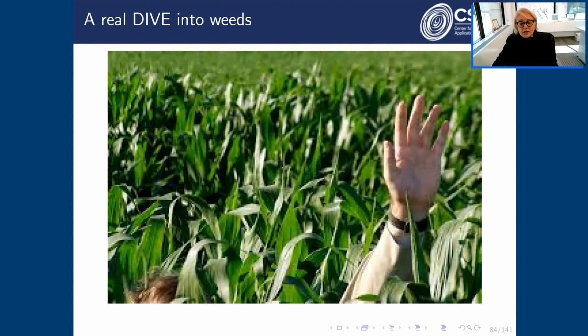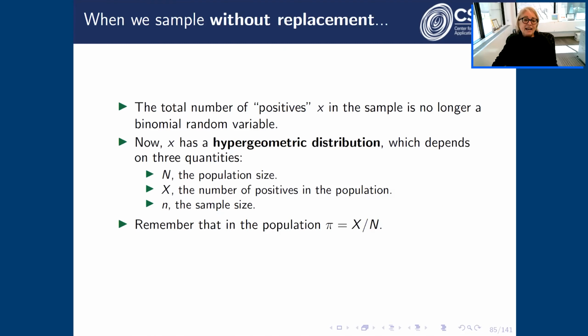So now I'm really going to dive into the weeds. What happens when I have a finite population and I am sampling without replacement? What happens is that this absolutely beautiful little model that we just talked about no longer applies, because the number of positives x in the sample is no longer a binomial random variable. But that's the bad news. The good news is that we have a different model that we can use in that situation, and that model is called the hypergeometric model.